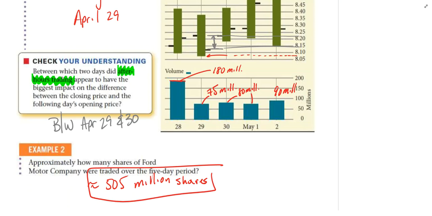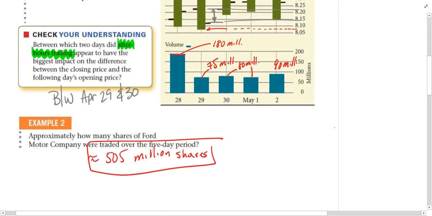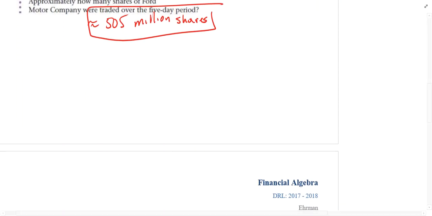And if you consider that a share of stock is a part ownership in a company, then this would indicate that quite a large number of people have been exchanging their ownership for money in this particular company.